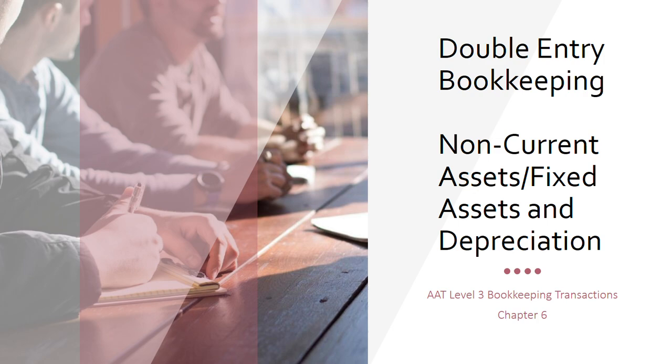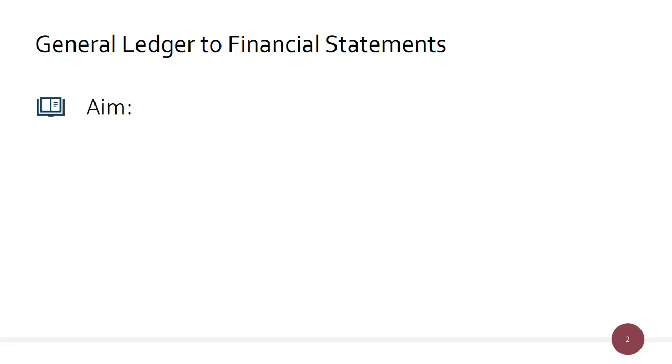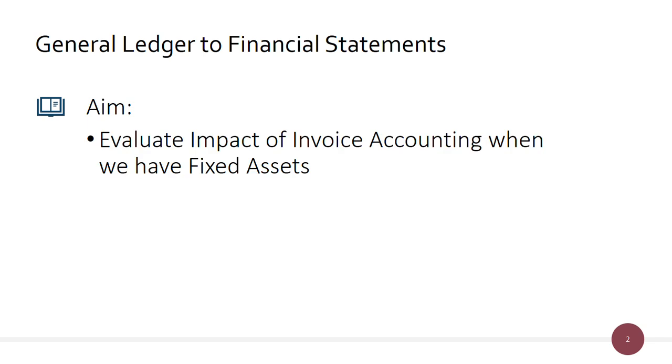We're not really using it up in the year, like some tin foil or sheet metal that we're creating cans out of, that we're putting things in and selling. No, these are things that we're going to use, like a van, and we're going to use it year to year. So what we're going to do today, well, we're going to evaluate the impact of invoice accounting, remember cash accounting, when we have fixed assets. And we're going to see how that's not going to work.